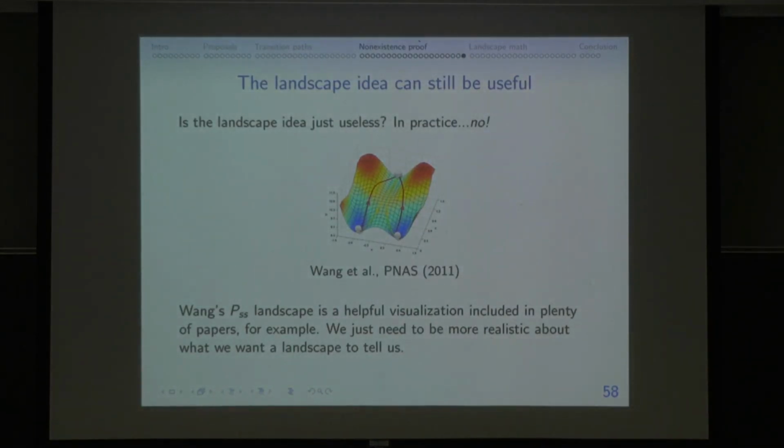Because the pictures that people generate in papers, for example this picture from a Jin Wang paper, are still helpful visualizations of what's going on. Maybe they don't tell you the full story. They don't tell you what transitions look like. But they do tell you something, and that something is still helpful. We just need to be more realistic about what we want this thing to tell us, if not everything.